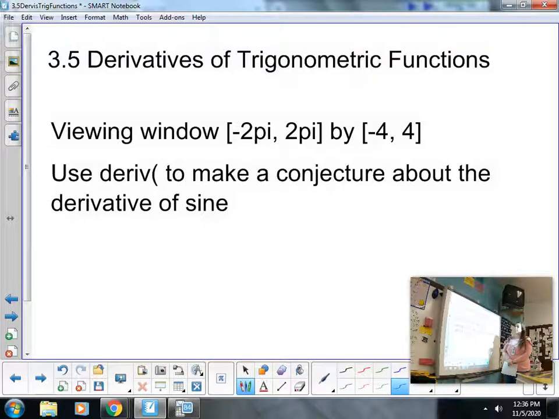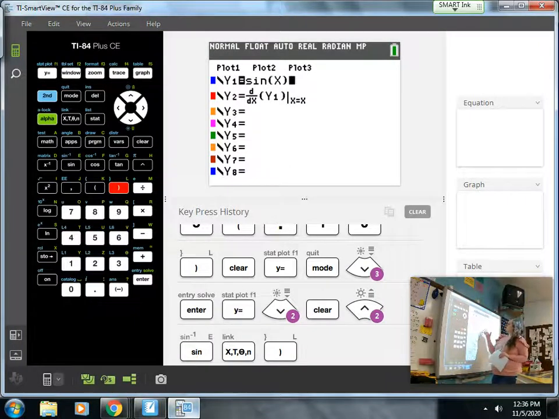Just going to go over 3.5, derivatives of trigonometric functions. First thing we're going to do is a conjecture to try to figure out what the derivative of sine is. And I'm going to use my graphing calculator for that. So in my calculator, I'm in my graphing feature. You will have to make sure you change it back to a function from parametric.